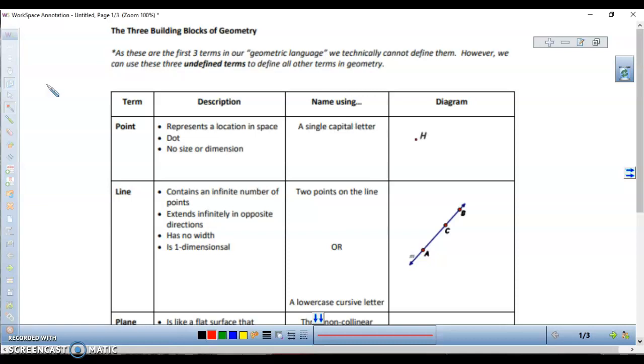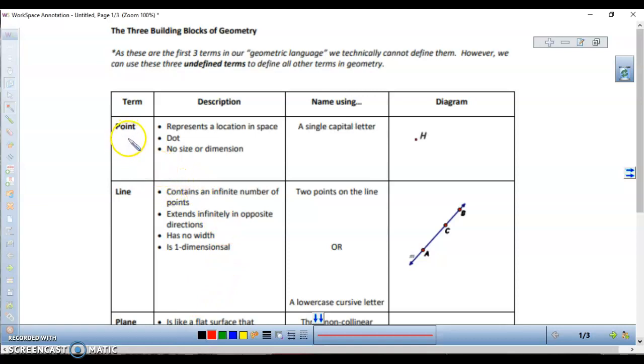So they don't really have a true definition because we don't have other words in our geometric language to define them with. So what we can do, the best we can do, is just describe them and have an understanding of what they are and what they mean. So the first thing is a point.